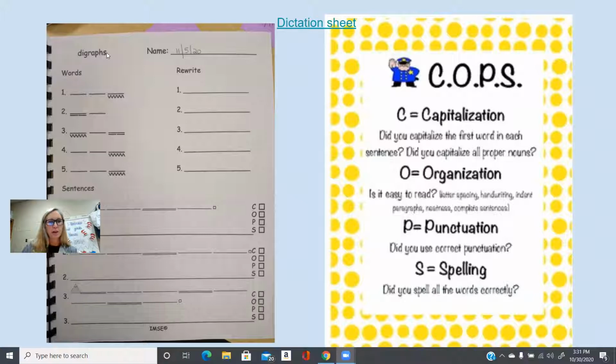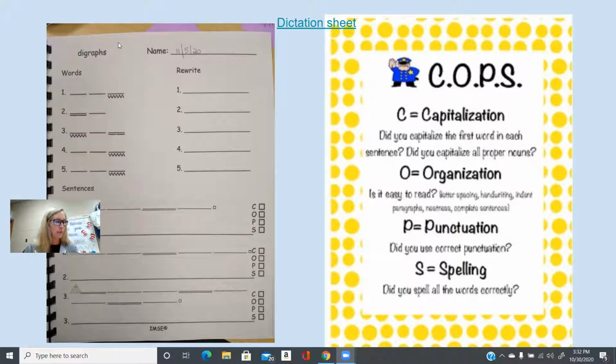It follows last week's, and last week we did, I forgot what we did last week. What was last week's? Ending consonant blends. Thank you. Ending consonant blends was last week. This week is digraphs, so you need to pause the video and get to the right page in your book, and it is following the one we did last week.